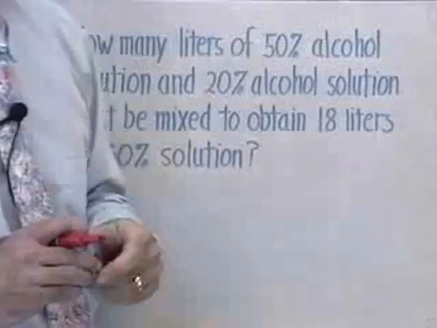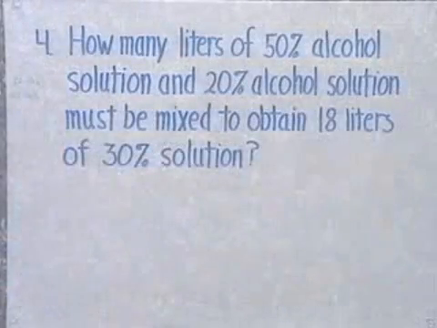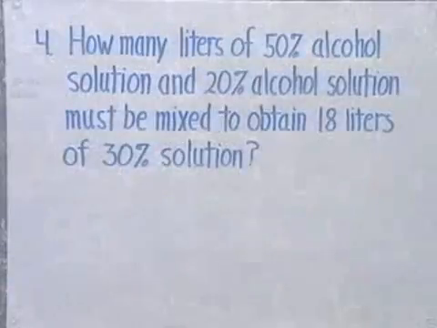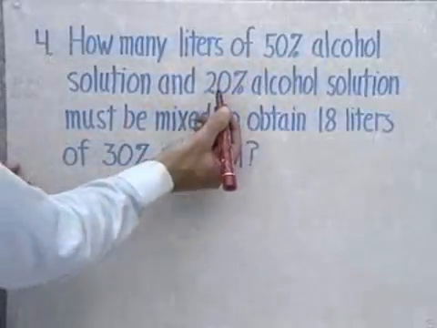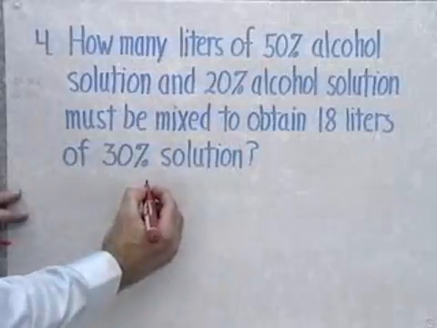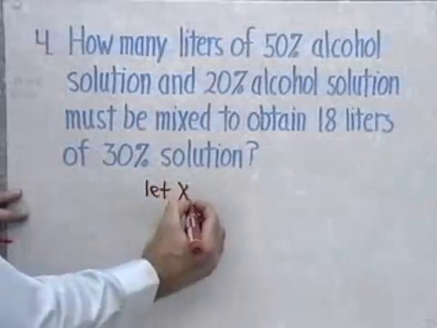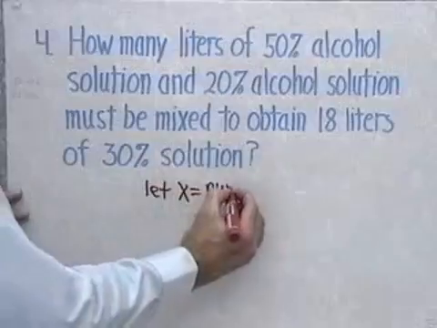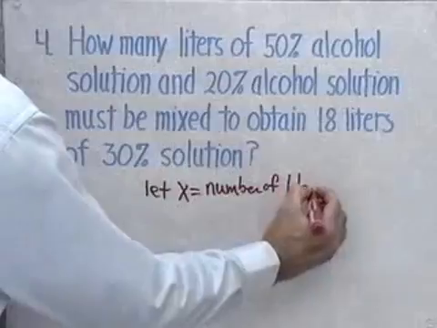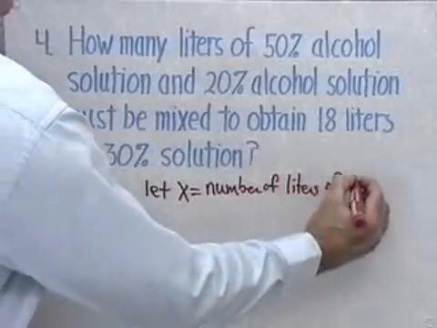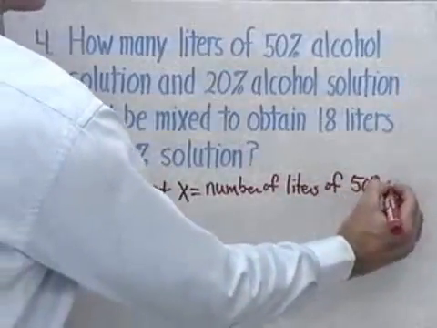Let's look at one last problem. How many liters of 50% alcohol solution and 20% alcohol solution must be mixed to obtain 18 liters of 30% alcohol solution? Well, I'm asked for the number of liters of 50% solution and the number of liters of 20% solution. So I'm going to start by saying, let's let X equal the number of liters of 50% solution.